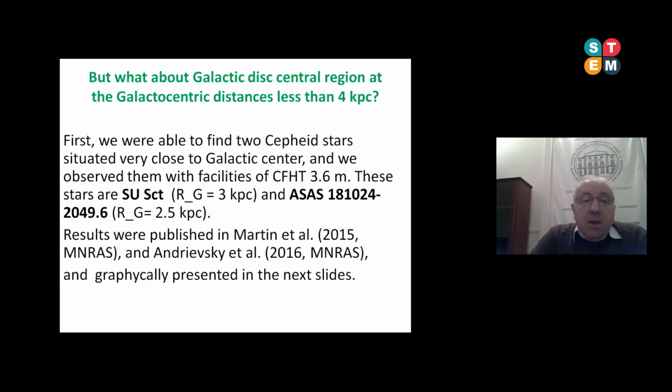So first we were able to find 2 Cepheid stars situated very close to the galactic center. We observed them with the Canada-France-Hawaii Telescope. These are the 2 stars. One is situated at a galactocentric distance of 3 kiloparsecs, and the second even closer to the galactic center, at 2.5. Fine. This was published several years ago.